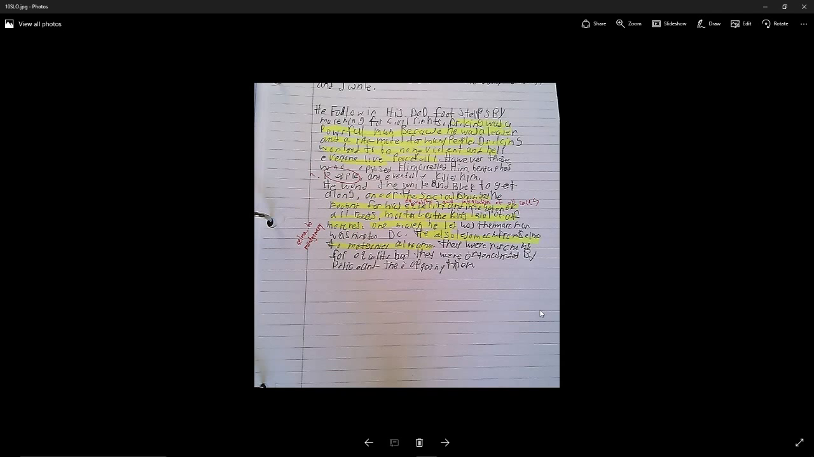So I know the text is a little bit hard to read, so the highlighted text says, Dr. King was a powerful man because he was a leader and a role model for many people. Dr. King wanted to be nonviolent and help everyone live peacefully.